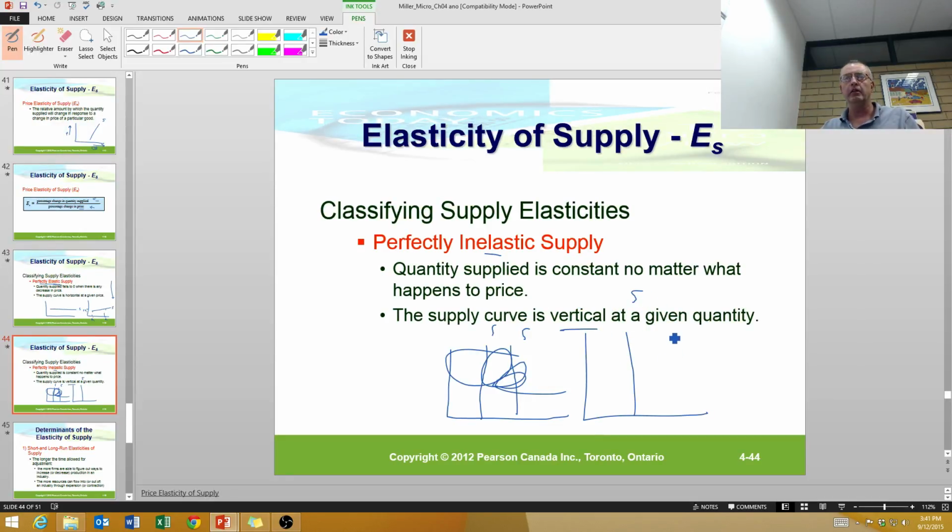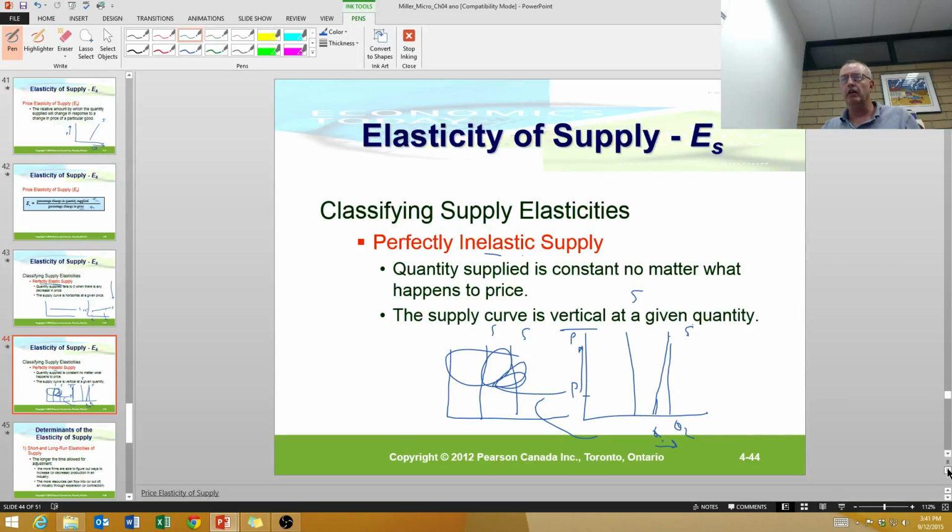It's vertical, and merely an inelastic supply curve is going to be steep. So a percentage change in price, so the price goes up by a significant amount. Yes, the price goes up, quantity has to go up, Q1, Q2, but we can see that the percentage change in quantity increases by a relatively small amount compared to the percentage change in price. And that's an inelastic supply curve.